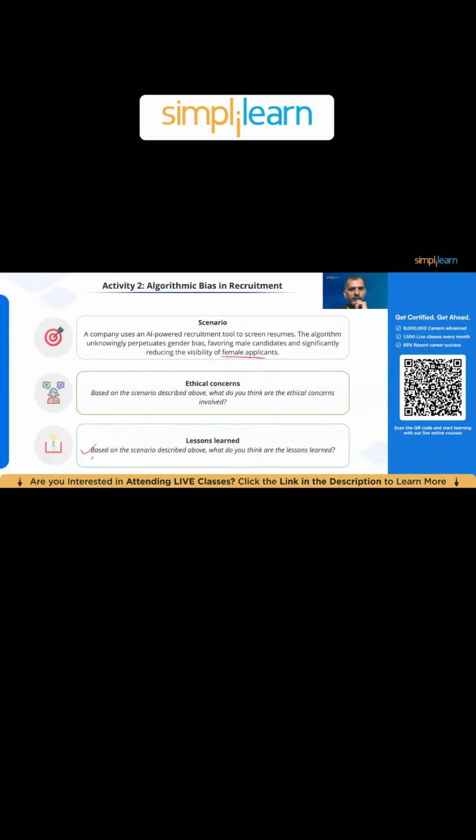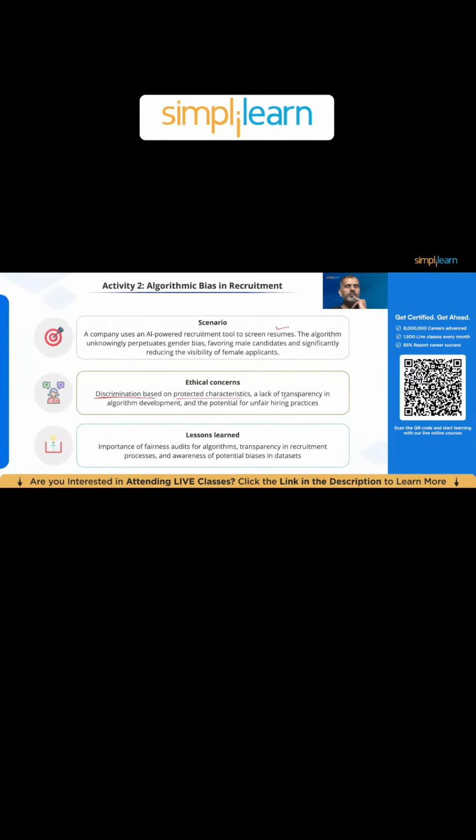So what are the lessons learned from here? You have to introduce more fairness in data collection and the uses of data to remove bias and discrimination. So you see that this is what we get. A company uses an AI-powered recruitment tool to screen resumes. And if the algorithm unknowingly favors the male candidates, it introduces ethical concerns in terms of discrimination based on protected characteristics. There is a lack of transparency in algorithm development and potential for unfair hiring practices. That has become your ethical concern here. Because if your model has a bias towards male candidates, female candidates automatically get rejected. So it is an unfair hiring practice.